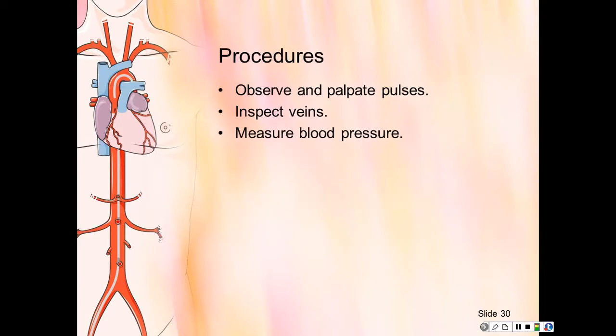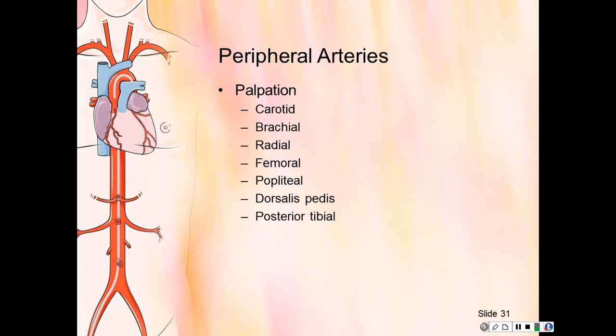All right, so what do we want to do? We want to observe and palpate the pulses. It's best to do this bilaterally, so put one hand on each side. Inspect the veins, measure the blood pressure. You're going to palpate these pulses, and you'll need to know where these pulses are, and they're outlined in your book.